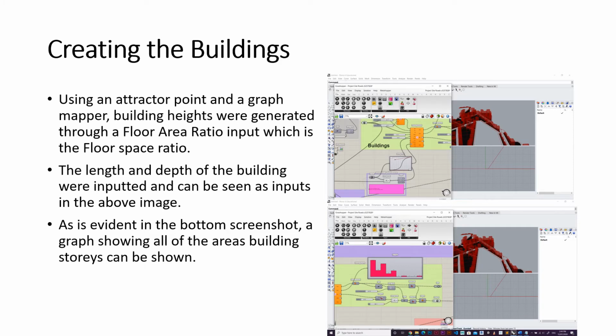An attractor point and graph mapper are used to help generate a floor area ratio for each of the buildings. The length and the depth of the buildings is inputted manually, and the bottom screenshot shows that you're able to create a graph using this information.